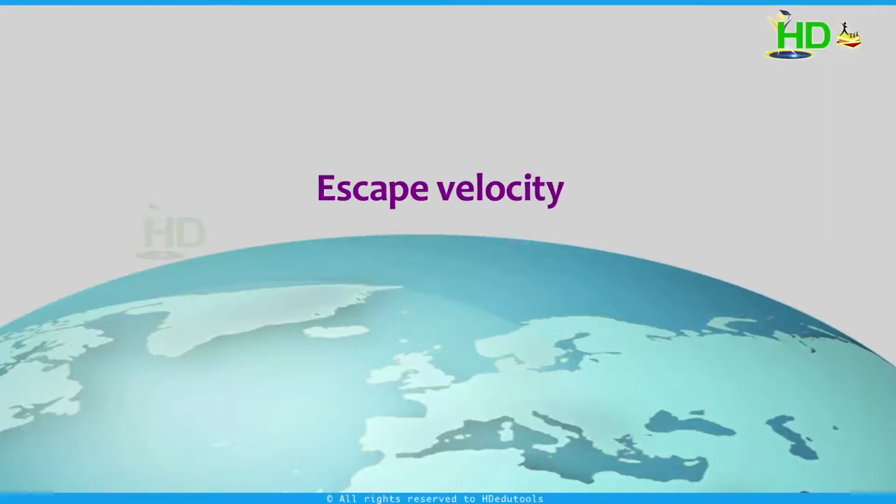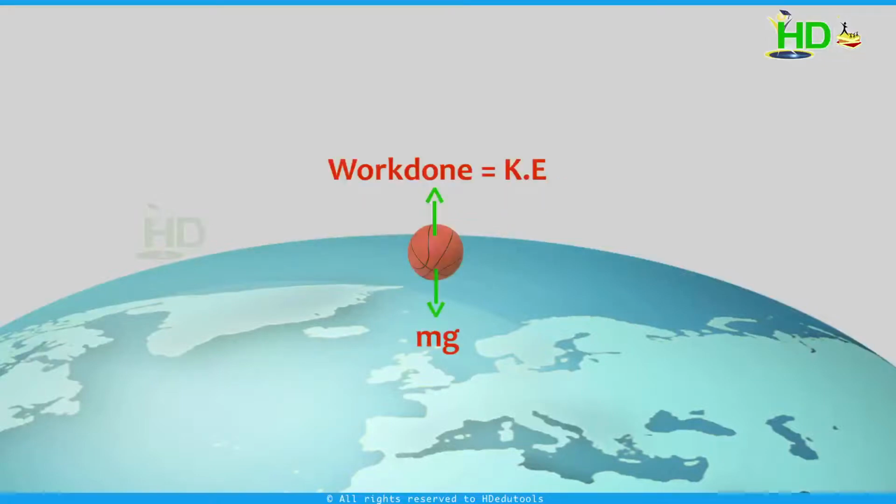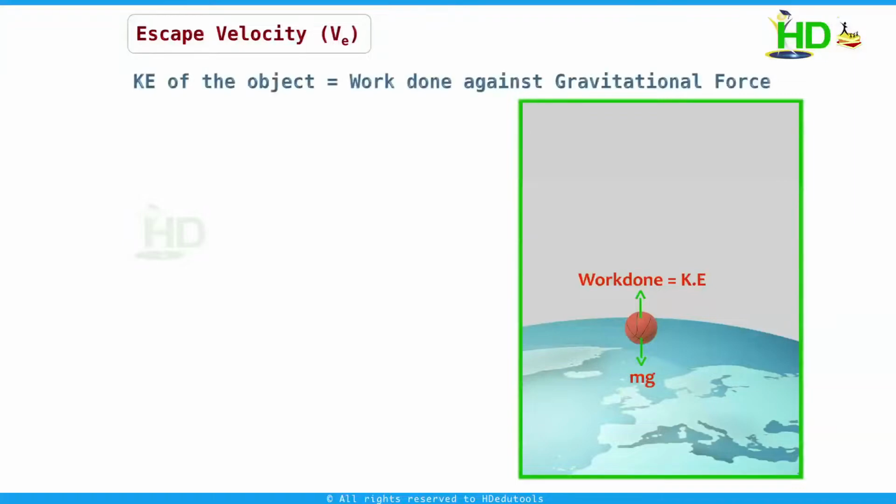That is, escape velocity is the minimum velocity required for a satellite or any object to escape from Earth's surface, from the gravitational pull. In this case, to escape from Earth's gravitational pull, work has to be done against gravitational force, and the work done appears as kinetic energy of the satellite. That means the kinetic energy of this object should equal the work done against the gravitational force, or the magnitude of potential energy with which it is bound to Earth.